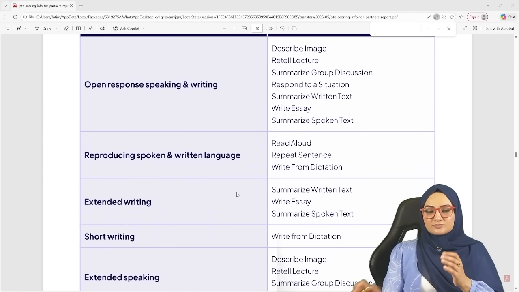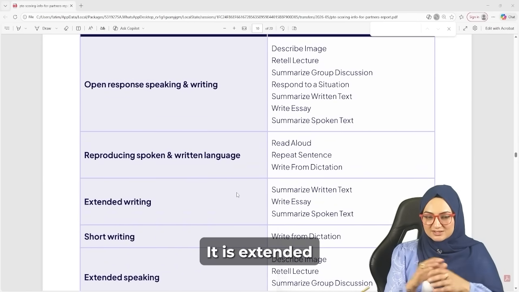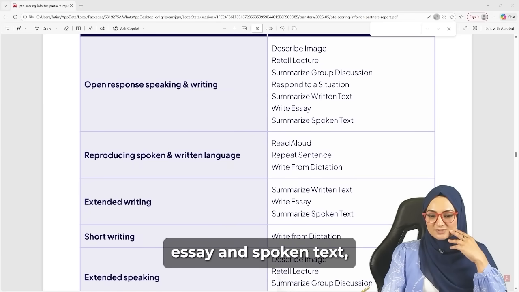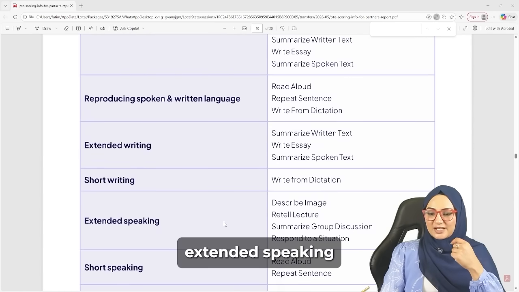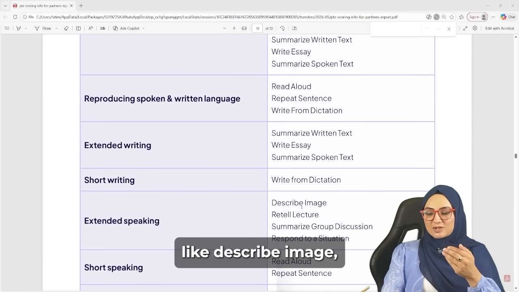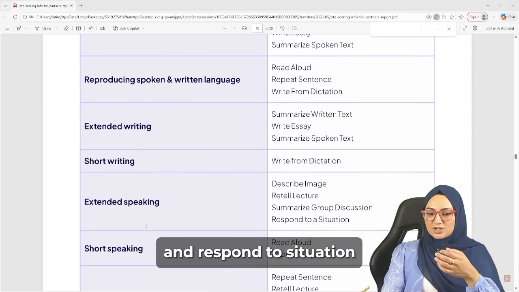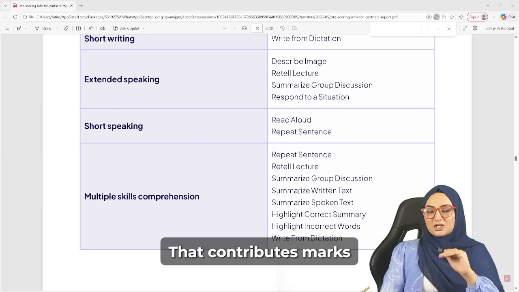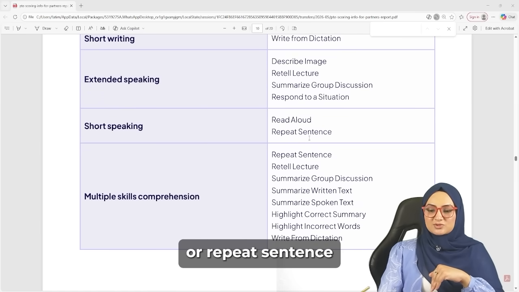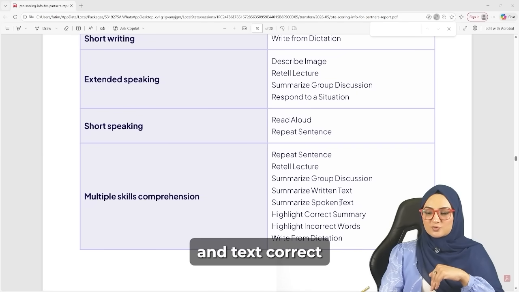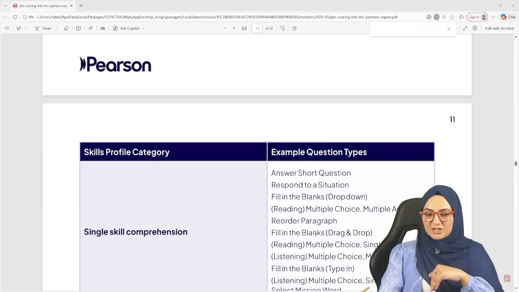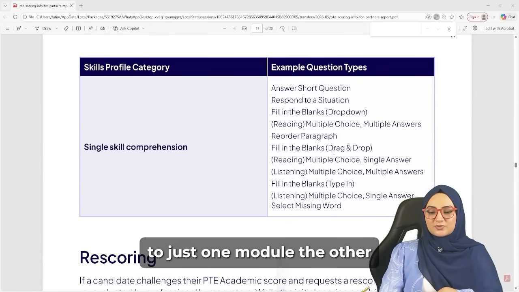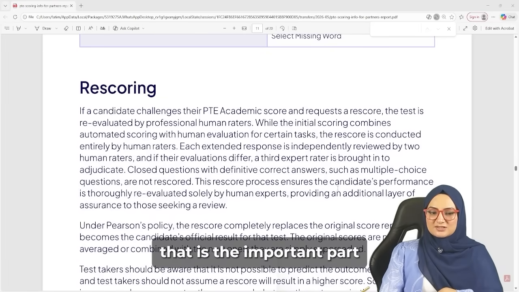Extended writing means it's not a short one or two word thing, it is extended, you need to write a lot. So these three questions: summarize written text, essay and summarize spoken text. Short writing, just one, write from dictation. Extended speaking, where you speak for a long time, like describe image, retell lecture, summarize group discussion and respond to a situation. Short speaking, read aloud, repeat sentence. Multiple skills, questions that contribute marks to more than one module. So repeat sentence, retell lecture, summarize group discussion, summarize written text, summarize spoken text, incorrect words, write from dictation. Then single skills profile, questions that provide marks to just one module.